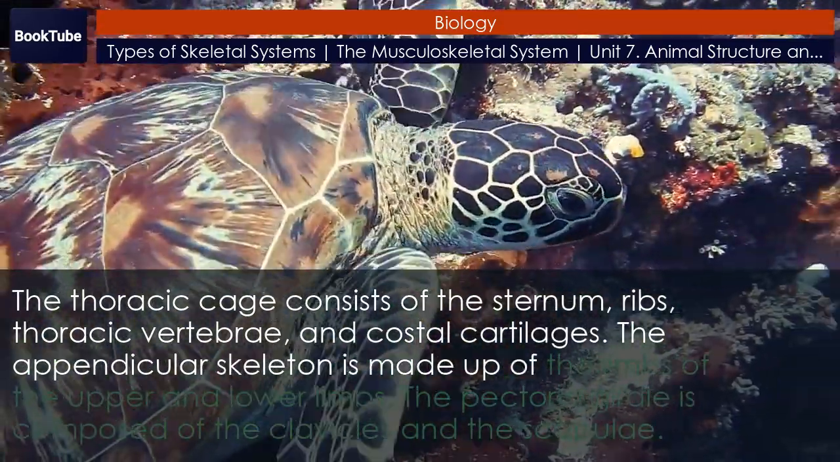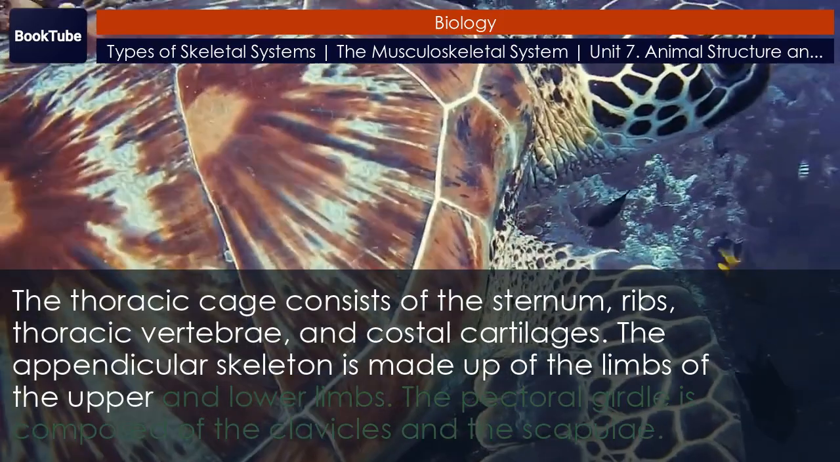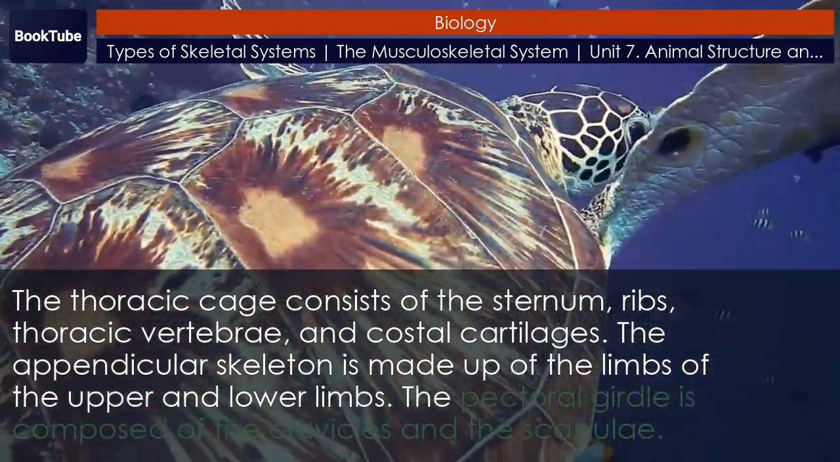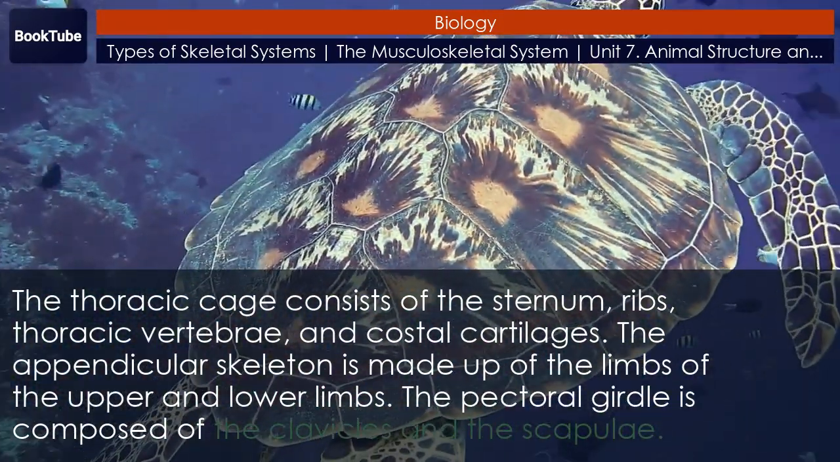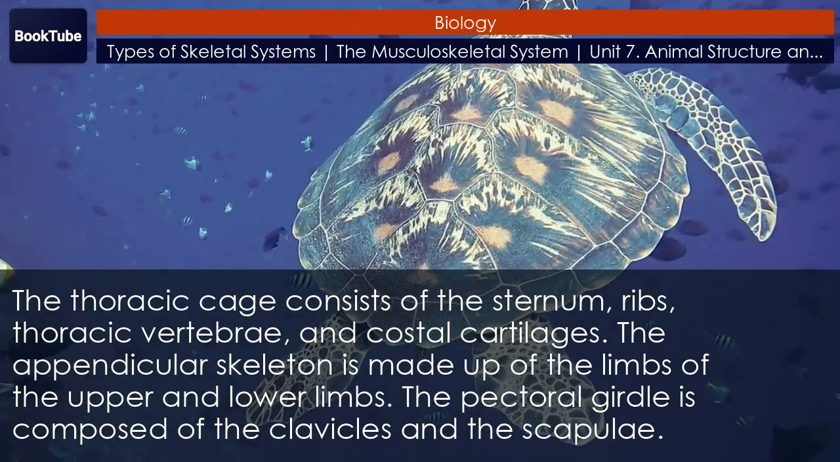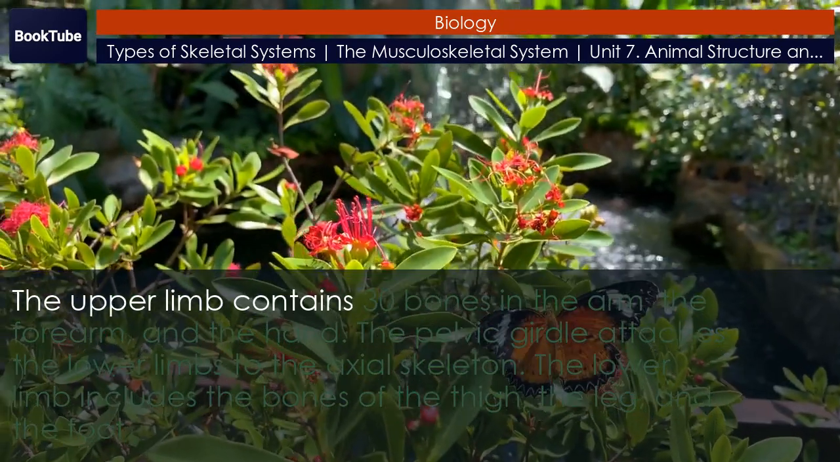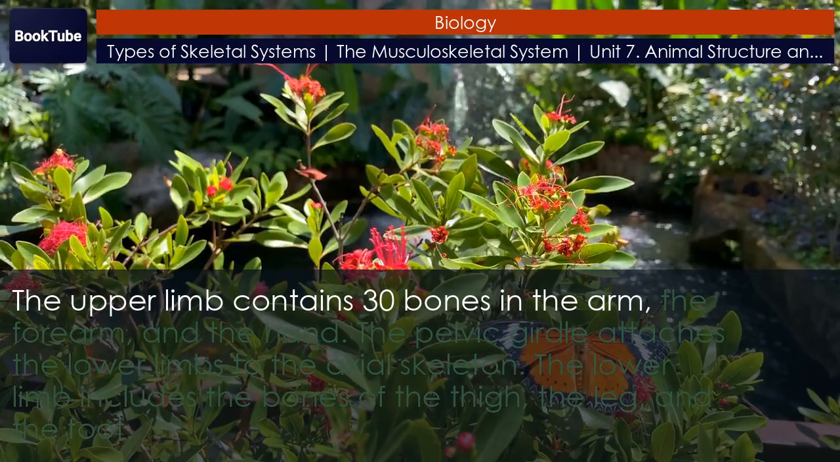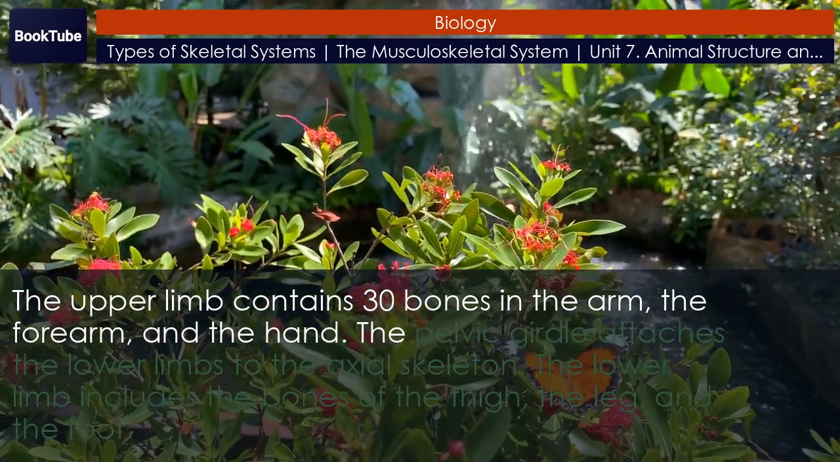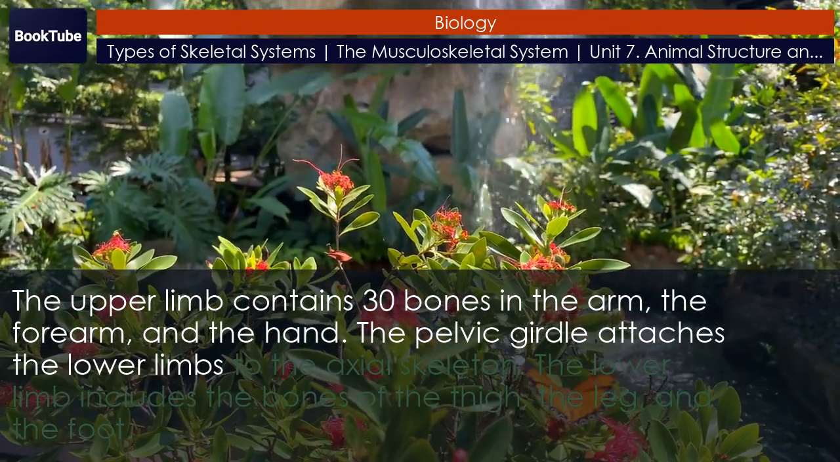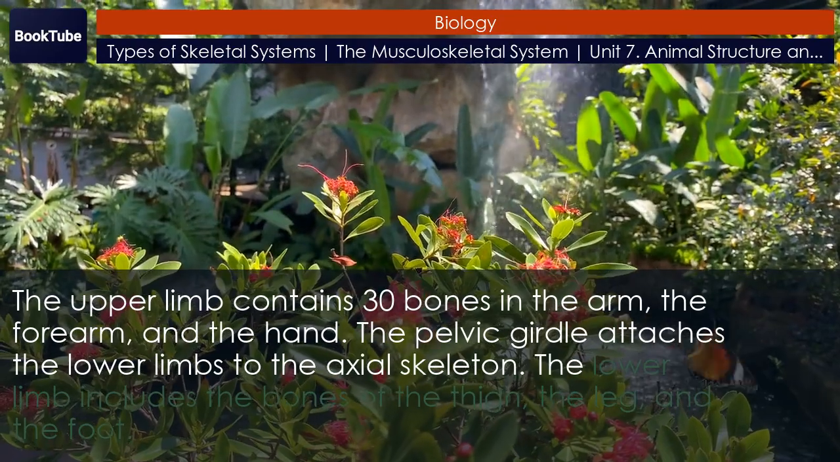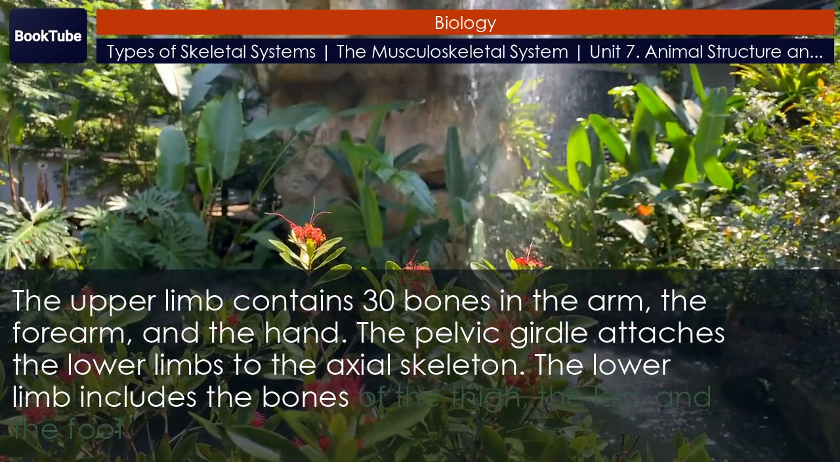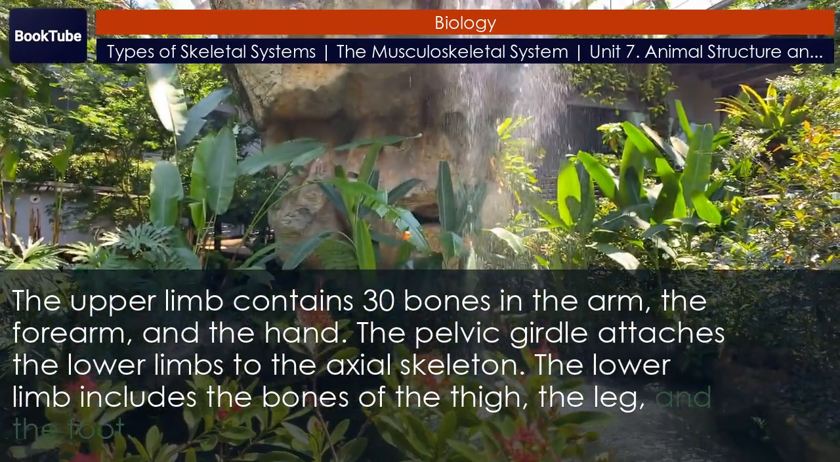The appendicular skeleton is made up of the bones of the upper and lower limbs. The pectoral girdle is composed of the clavicles and the scapulae. The upper limb contains 30 bones in the arm, the forearm, and the hand. The pelvic girdle attaches the lower limbs to the axial skeleton. The lower limb includes the bones of the thigh, the leg, and the foot.